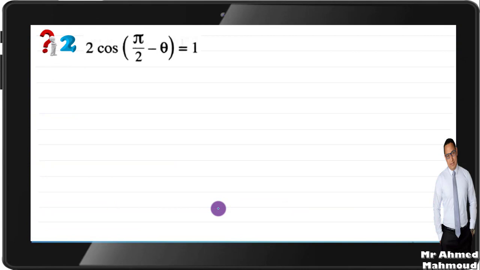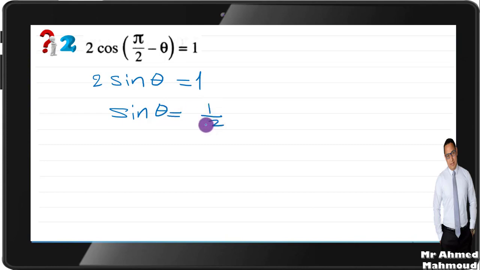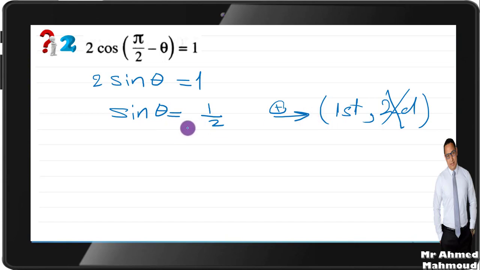Number 2: 2 cosine of pi over 2 minus theta equals 1. First, I have to change this form to the related angle in terms of theta. Pi over 2, which is 90, minus theta, changes to 2 sine theta equals 1. This is the first quadrant, so the cosine is positive, so I will leave it like this. I'm going to send 2 over, so sine theta equals 1 over 2, and sine is positive in the first and second quadrants. The second is refused because he asked about the first only, so I will use theta equals shift sine half, so theta equals 30 degrees.